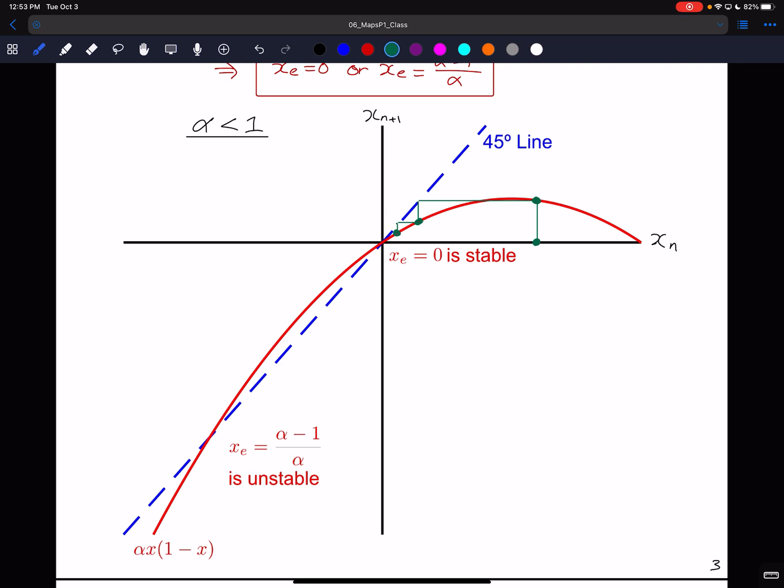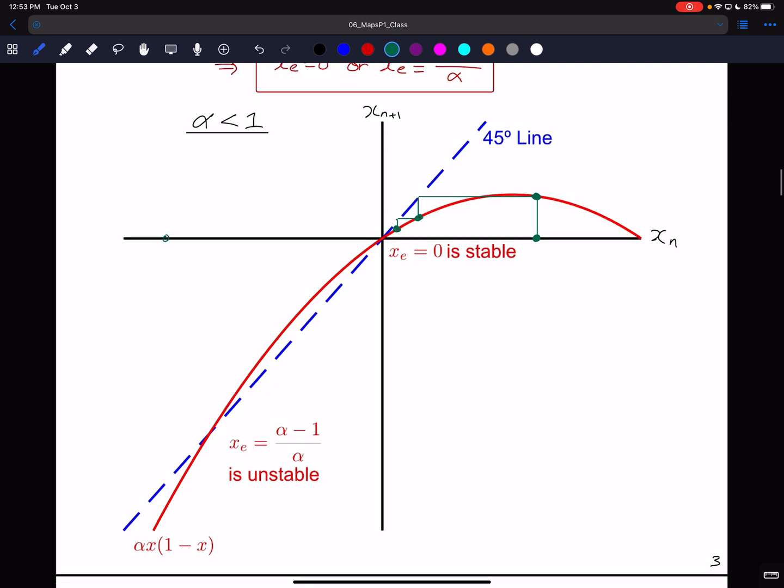If we pick an initial condition, let's say over here to the far left, we'll again draw a vertical line down to the curve. That is our second iterate. We then draw a horizontal line to the 45-degree line, and then vertical down, and I've already gone off the page. And continuing, we will iterate away from that point.